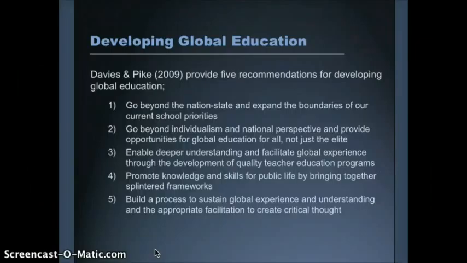Developing global education. Davies and Pike provide 5 recommendations for developing global education. 1. Go beyond the nation-state and expand the boundaries of our current school priorities. This means including neighboring countries and those across the world. 2. Go beyond individualism and national perspective and provide opportunities for global learning for all, not just the elite.